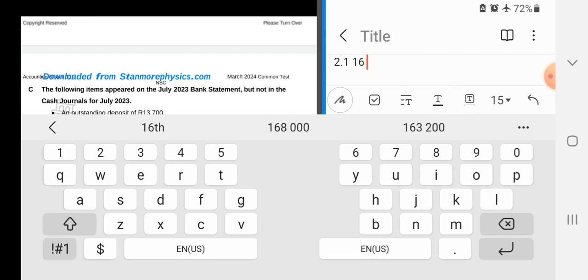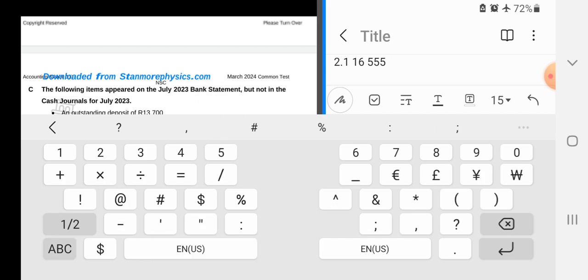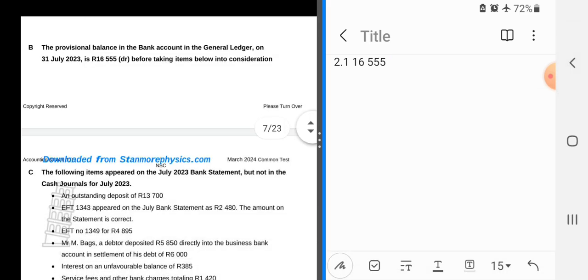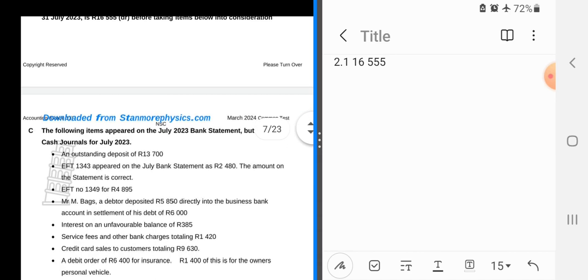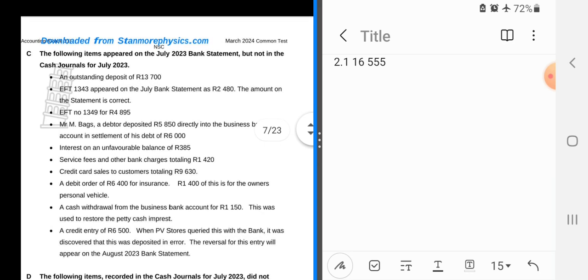We have 16,555. And then let's look at the items that need to be taken into consideration in order to calculate the correct bank balance. The following items appeared on the July 2023 bank statement, but not in the cash journals for July. So these items only appeared on the July 2023 bank statement, but not in the cash journals. That's where these ones have to go in the cash journals.